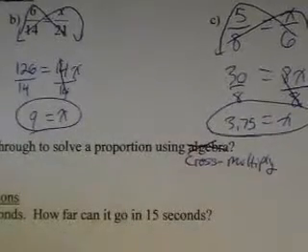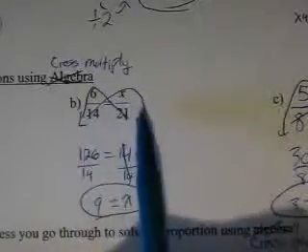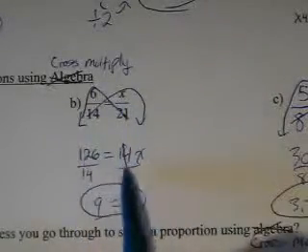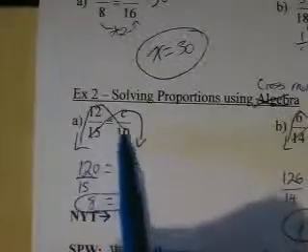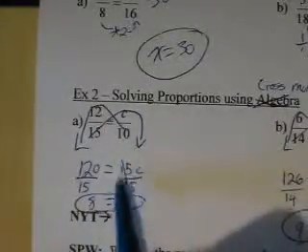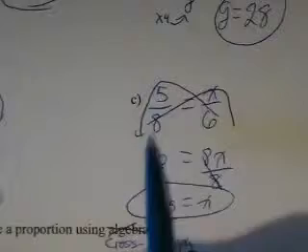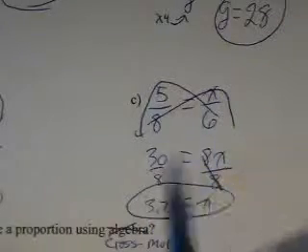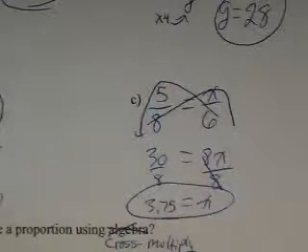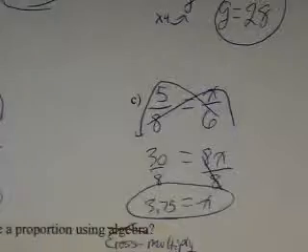Well, the answer I would put would be multiply the diagonals, and then you divide by the number next to the variable. Multiply the diagonals, divide by the number next to the variable. That is the process you go through every single time.